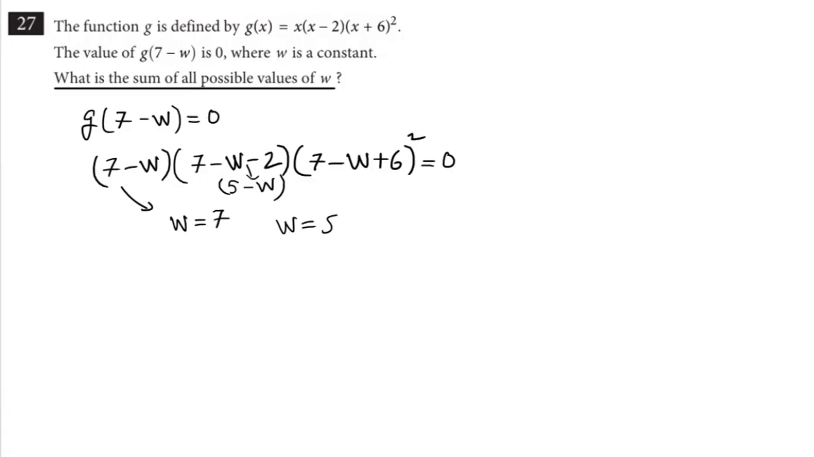That's the second value. And 13 minus w whole squared equals 0. And you know that you can square root and get rid of the square. So w is a 13. So these are all the possible values of w. Let's just add them all. 13 and 7, 20, and plus 5 is a 25. So that's the last question on the test.